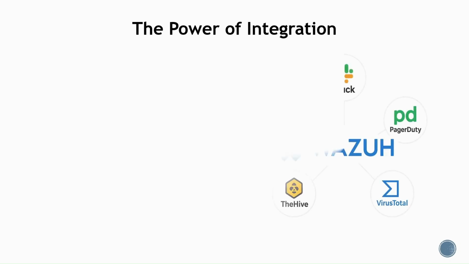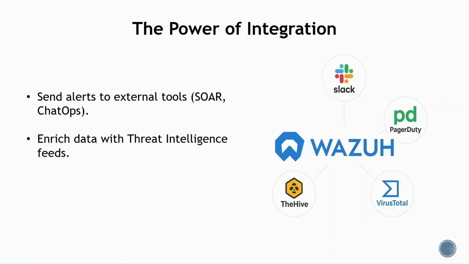Another great thing about Wazuh is that it doesn't work alone. It becomes very powerful when you connect it with other tools. For example, you can send alerts directly to chat programs like Slack or incident response tools like PagerDuty. You can also add more information to your data by connecting to sources like VirusTotal. And you can also automate your work by connecting it to ticketing systems like TheHive.